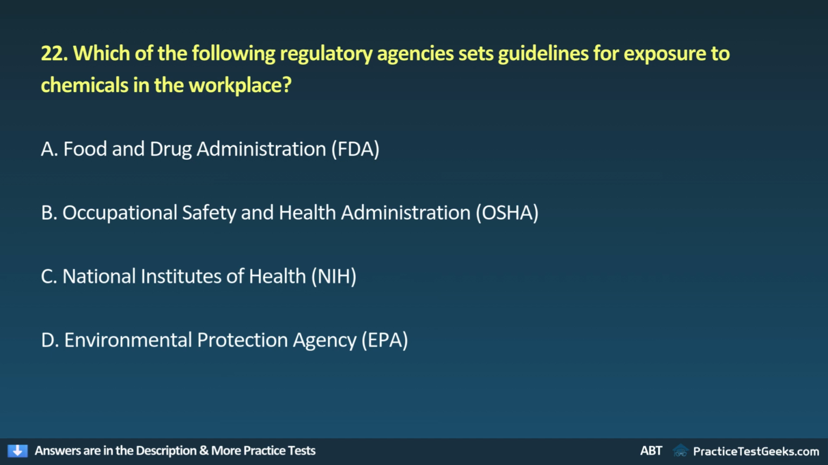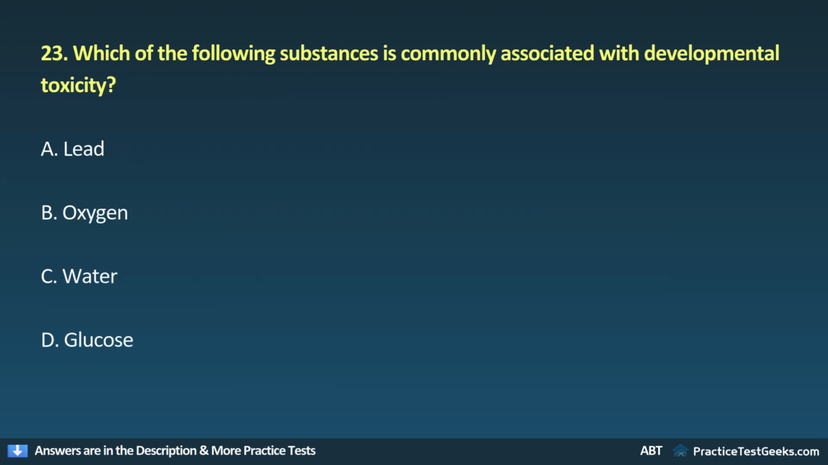22. Which of the following regulatory agencies sets guidelines for exposure to chemicals in the workplace? A. Food and Drug Administration, FDA. B. Occupational Safety and Health Administration, OSHA. C. National Institutes of Health, NIH. D. Environmental Protection Agency, EPA.